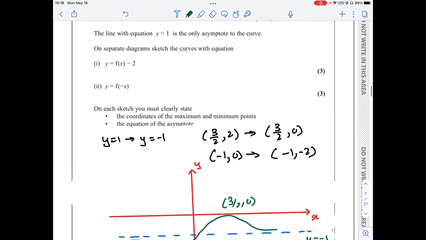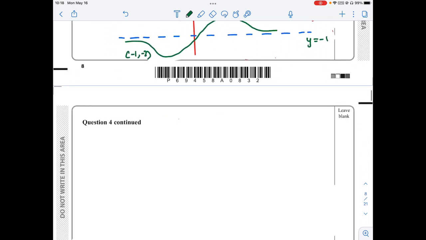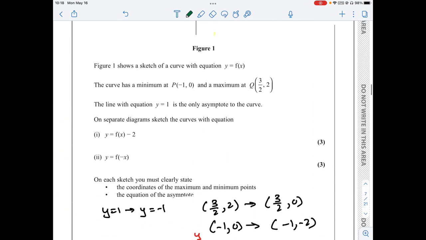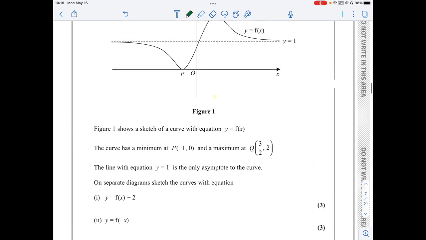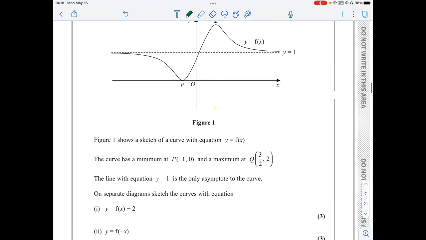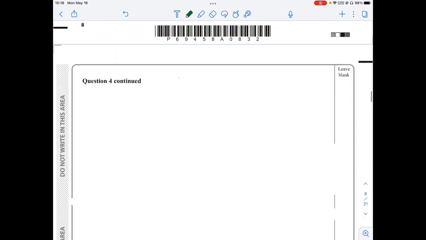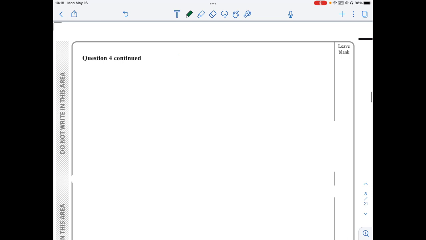In the next one, y is equal to f of minus x. So in the next graph, what am I going to do? y equal to f of minus x. So what is happening? It is totally a reflection on the y-axis. So I'm going to draw this one, x-axis, y-axis. This is x, this is y.